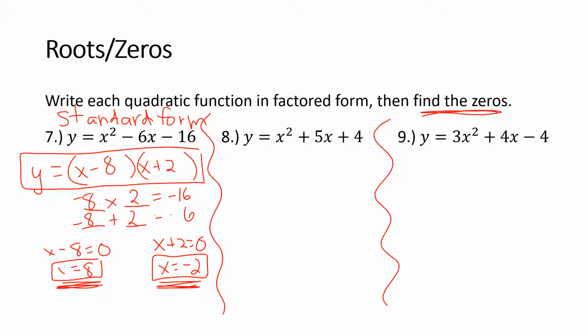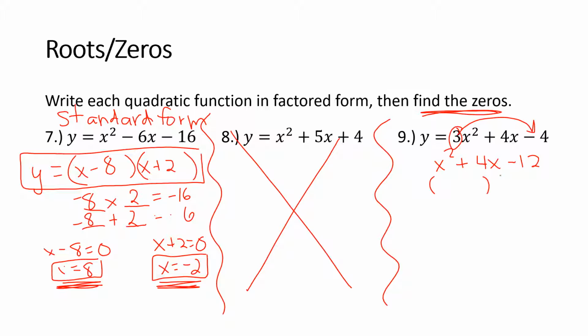Now, for the sake of time, number 8 is a lot like number 7, so we're going to skip this and move on to number 9. So number 9, the equation right now is written in standard form. We want to change it to factored form. This one takes a little more effort because what we have in front of x squared is a 3, so we're going to have to send that to the back. So we're going to be working with x squared plus 4x minus 12.